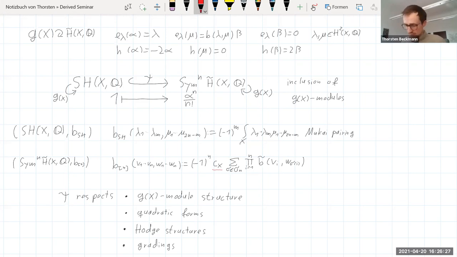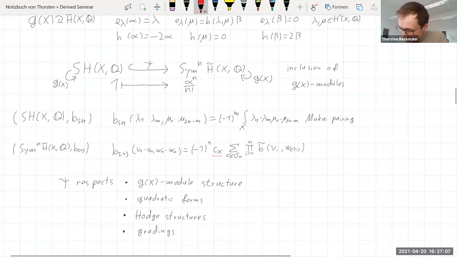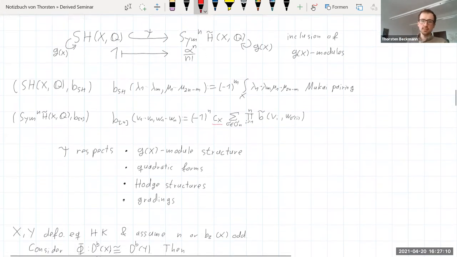What is more, it respects the Hodge structures. On the extended Mukai lattice we have a Hodge structure, and the nth symmetric product is a tensor construction, and every tensor construction of a Hodge structure gives a natural Hodge structure. So this psi also respects the Hodge structure. And finally, it also respects the grading. If we shift the grading such that the fundamental class lies in degree minus 2n and the point class lies in degree 2n, then this also respects the grading. So this psi really remembers all the properties we can impose on our Verbitsky component. And therefore it makes sense for us to consider this bigger space, for the following reason.